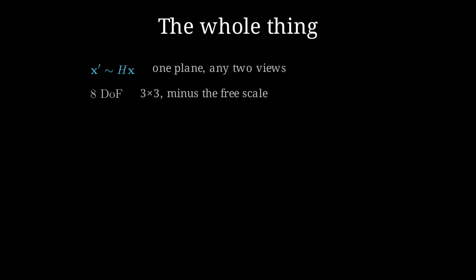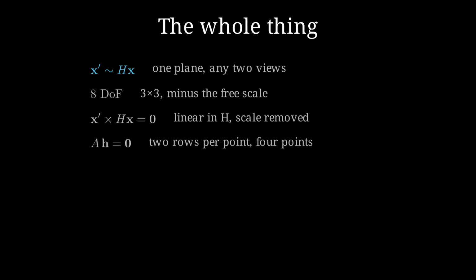So the whole thing on one screen. X prime is similar to HX, one plane, any two views. 8 degrees of freedom because scale is free. Cross product to kill the scale, which makes it linear. 2 rows per point pair, 4 pairs, stack them into A. Smallest singular vector with H normalized, and normalize your coordinates first.